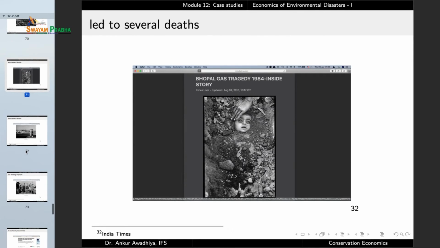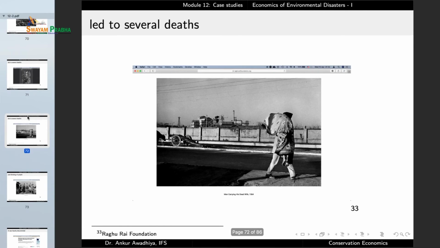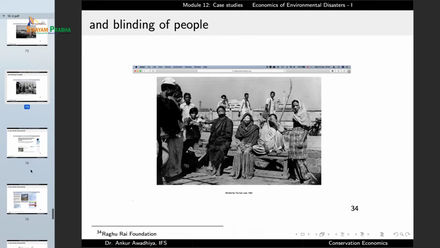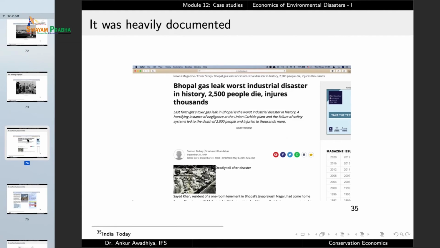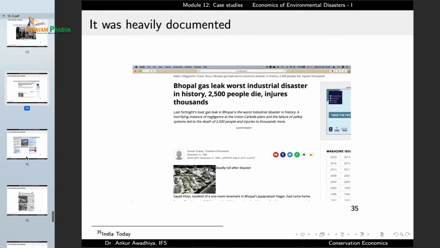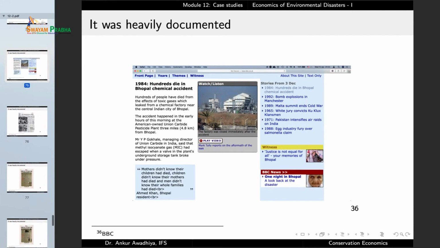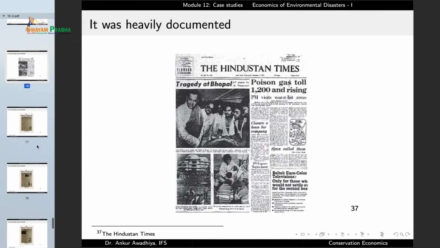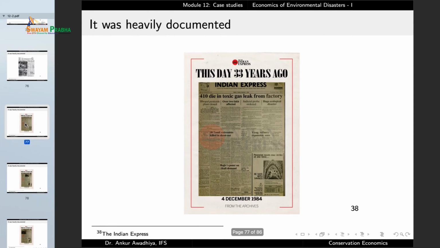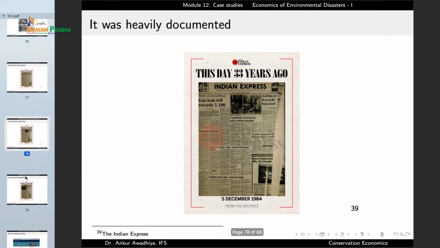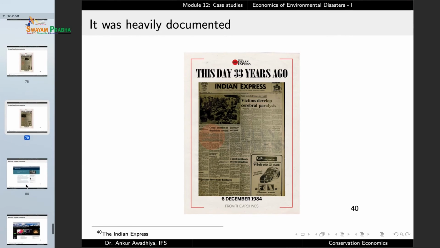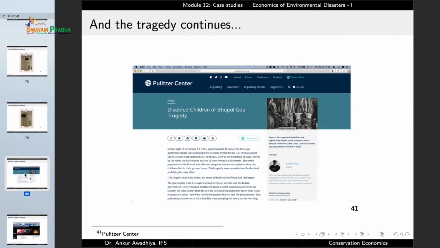It led to a large number of deaths and blinding of people. It was heavily documented because it was the worst industrial disaster in the history of humankind. 2,500 people died, it injured thousands, and we find documentation in all major media. So, this is the BBC, this is the Hindustan Times. On that particular day, the death toll was 1,200 and it was rising. This is the Indian Express. So, this is something that has been very well documented and very well studied.